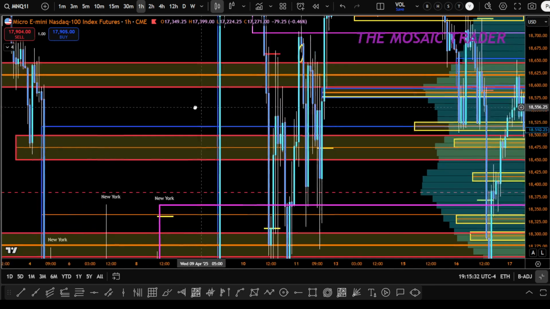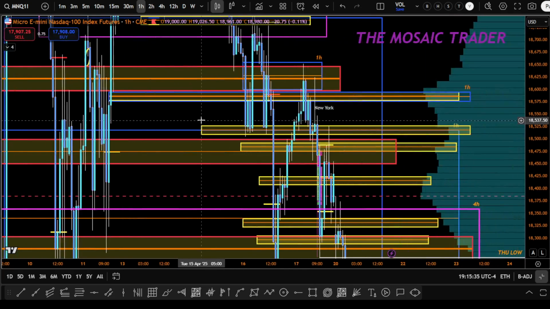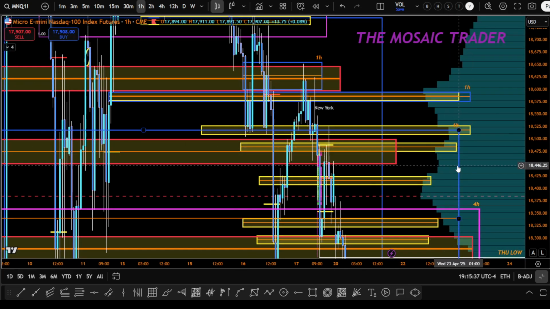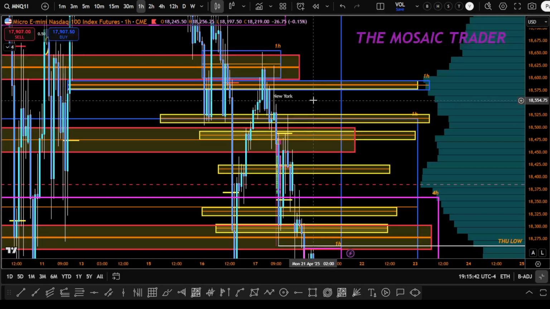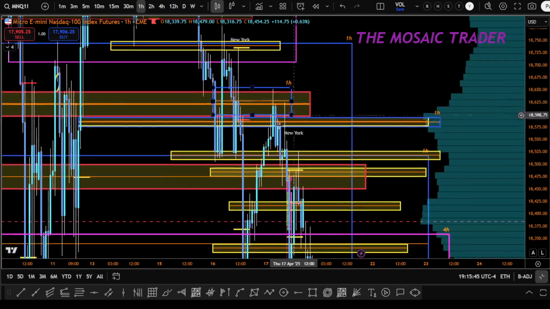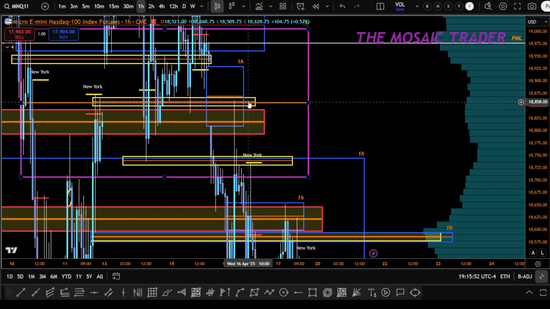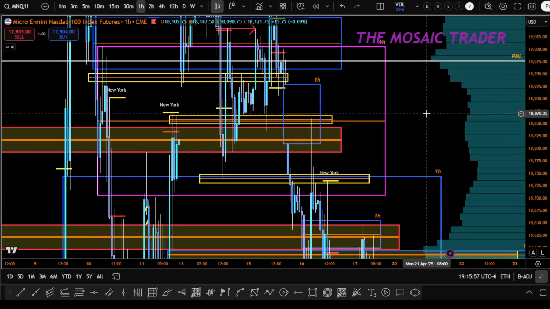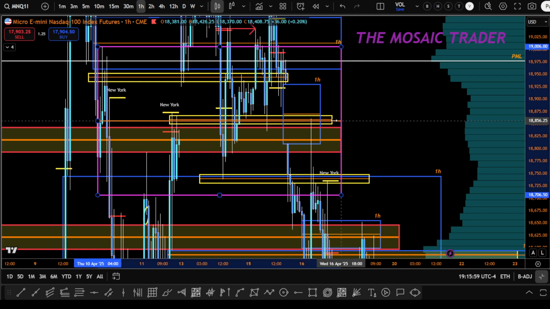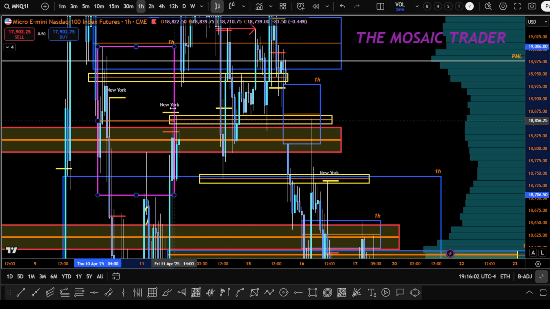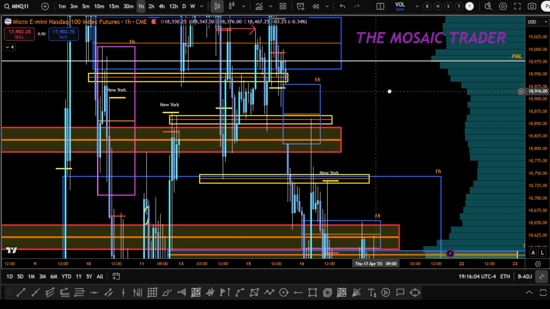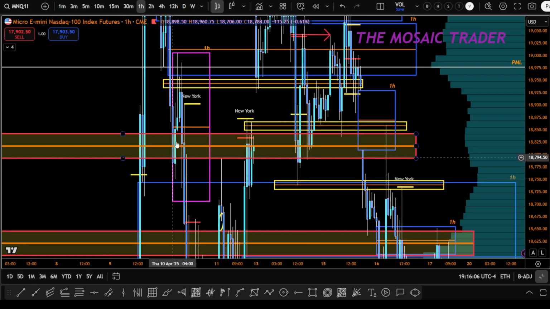Again, you need to have these significant fair value gaps on your chart. All right. So bounced off over here. Went all the way back up here to this gap, right? And there was confluence with this supply and demand zone right here and here.